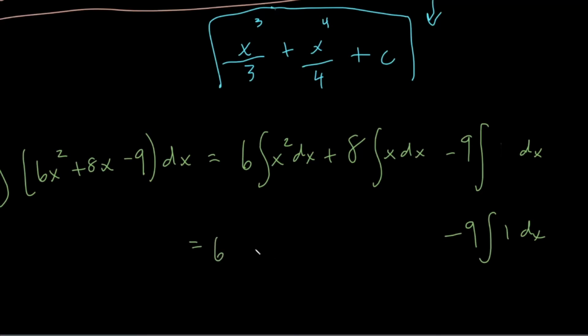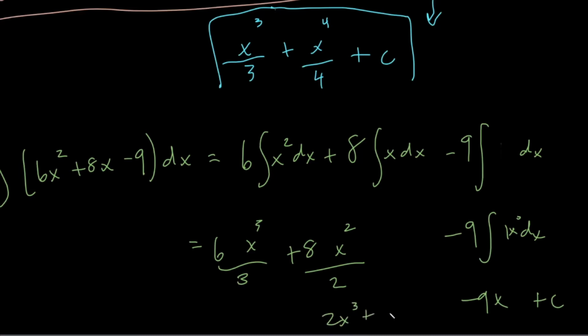Okay, so 6 integrals of x squared. The antiderivative of x squared is x cubed over 3. Increase the exponent by 1 and divide by that new exponent, plus 8 integrals of x to the 1. So increase the 1 to a 2 and divide by that 2, minus 9 integrals of 1. So that is x to the 0, isn't it? So increase the 0 to a 1 and divide by 1, so it just becomes minus 9x. So we are left with 6/3, that's 2x cubed, plus 8 halves, that's 4x squared, minus 9x plus c.